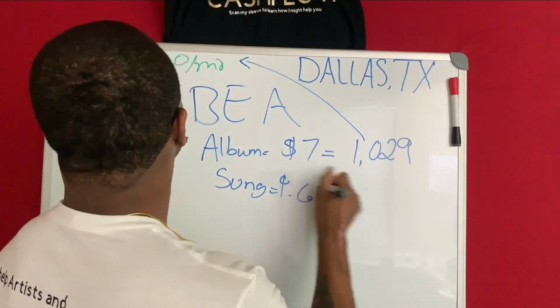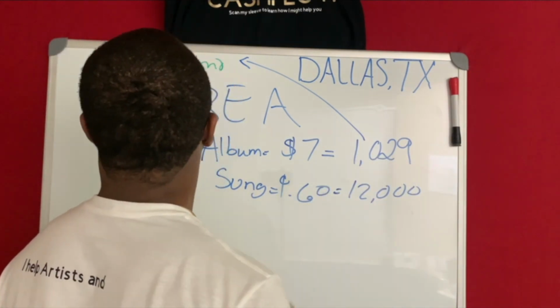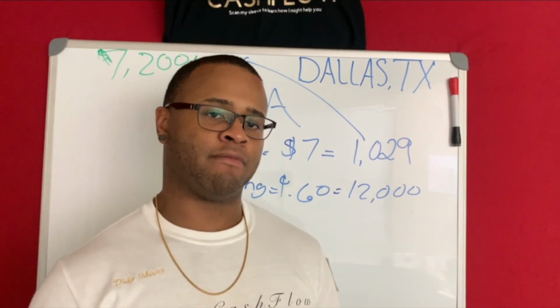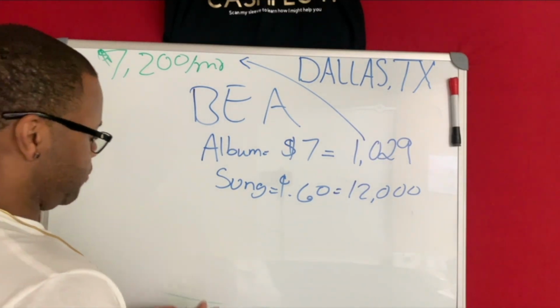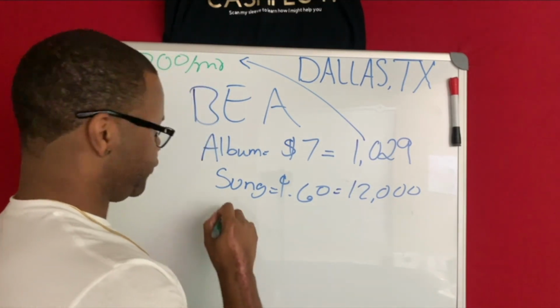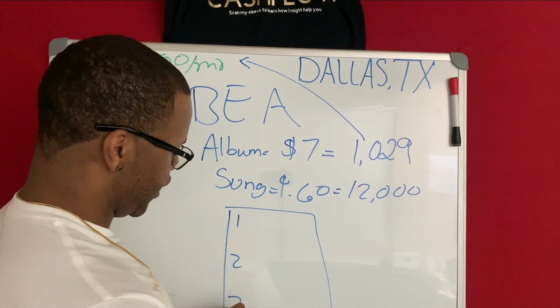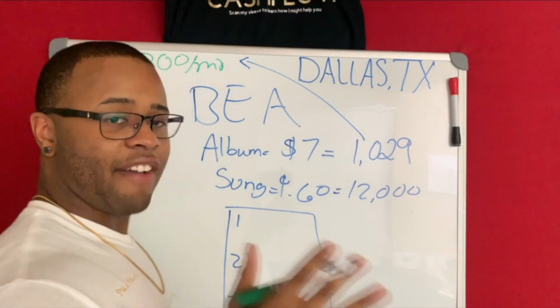Now, if we look at songs, we have to sell 12,000 songs just to break even. So the reason why this is important is because then you can base it off the number of days. So if you've got day 1, day 2, all the way to day 30, you need to have a plan set.